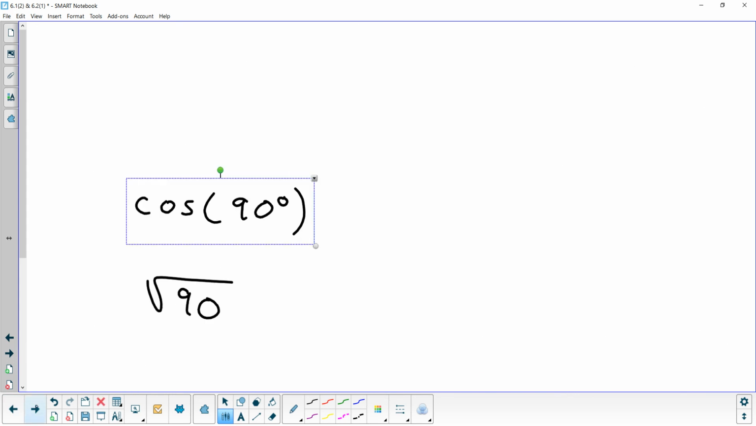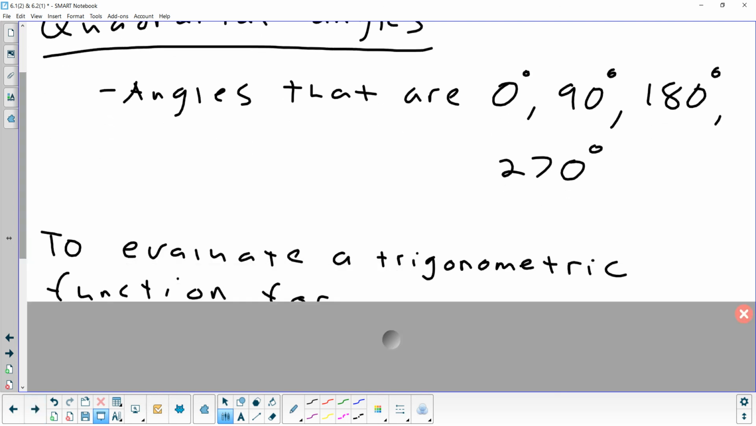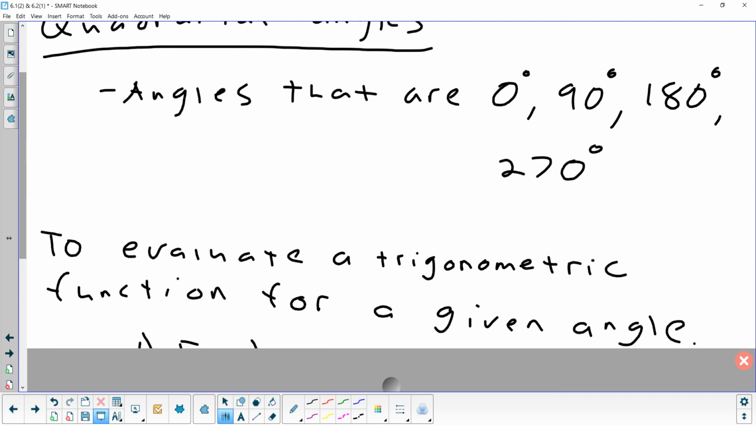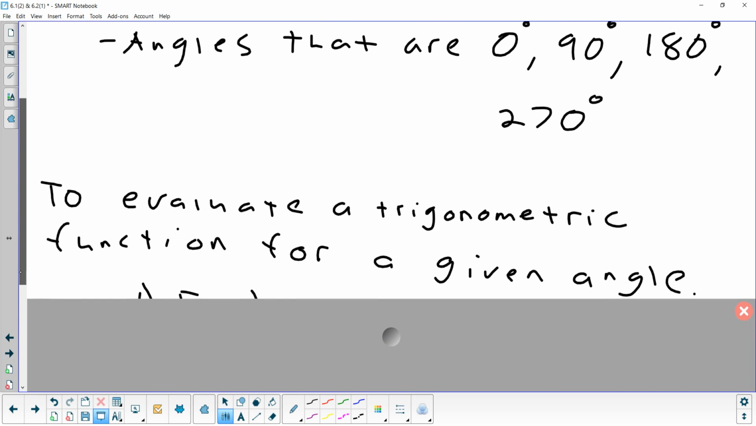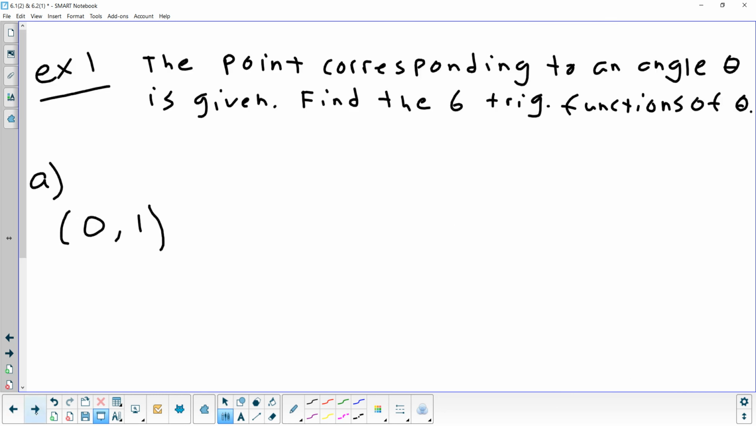All right, so I think I mentioned that to you guys already. Angles that are 0, 90, 180, or 270, those are called the quadrantal angles. And there's really 2 steps to do unit circle trig. Okay, step 1. First, you have to find a coordinate. Now, sometimes the coordinate will be given to you. Let me show you an example.